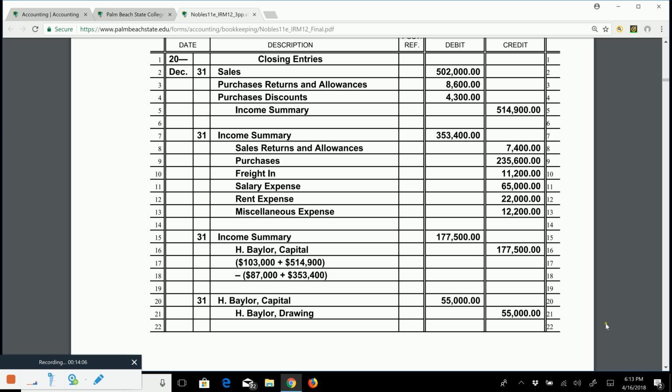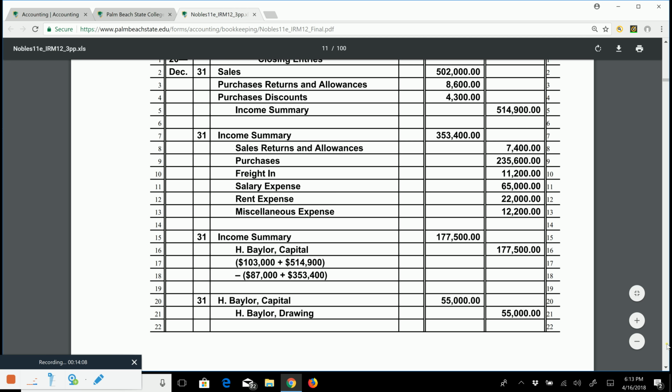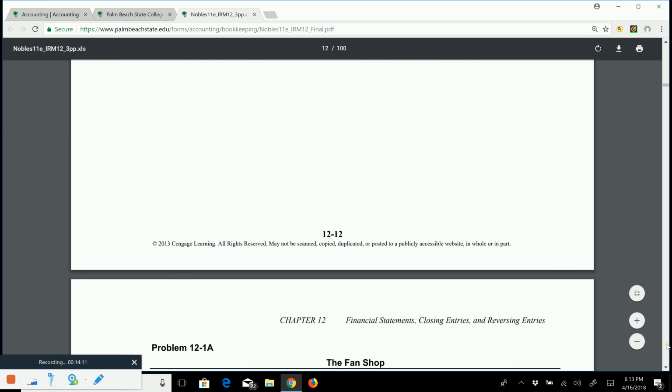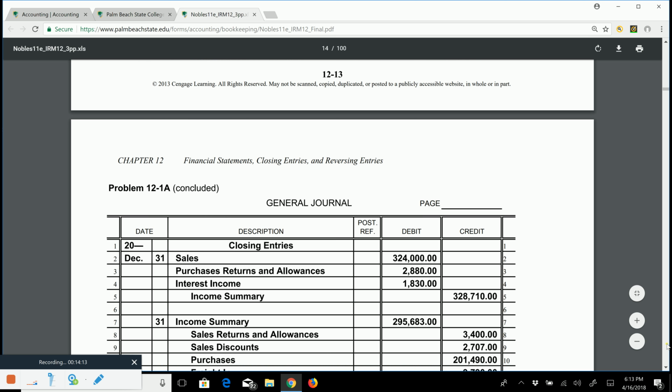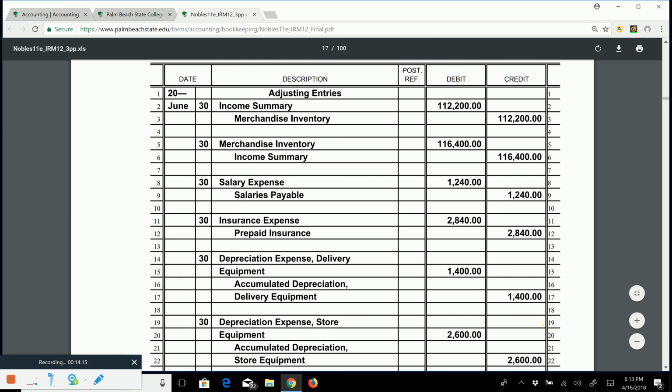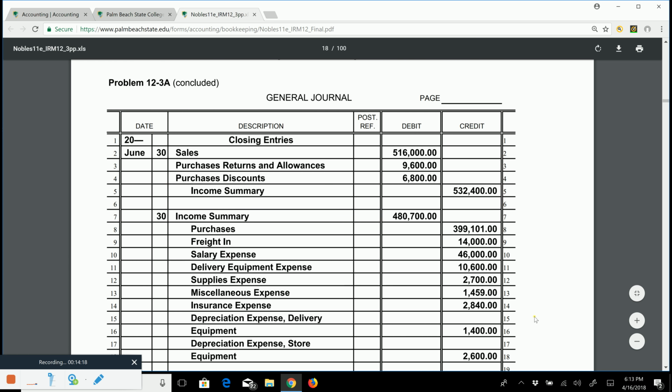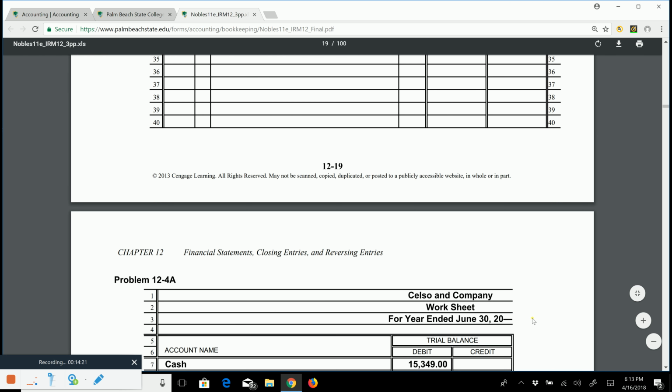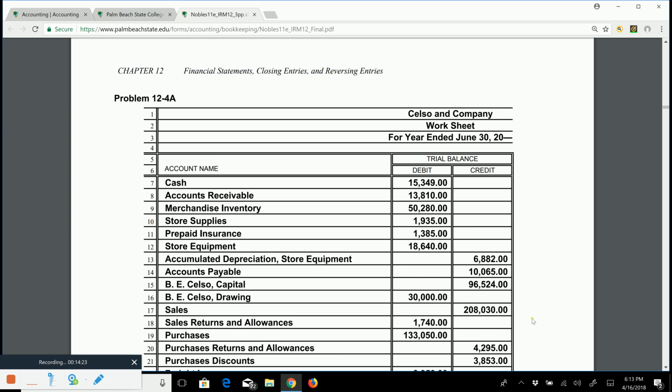And last but certainly not least, I wanted to go through a large problem with you. This is problem 12-4A. In this problem, we are asked to prepare a worksheet and also go through the closing process. Also we need to adjust some accounts, go through an adjusting process, go through the closing process, and then prepare the financial statements.